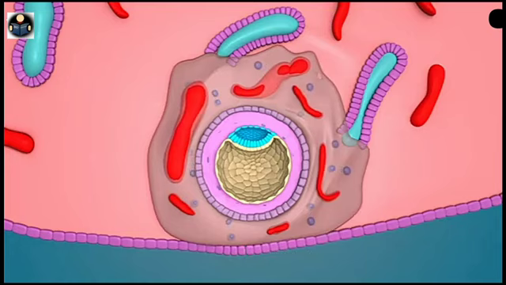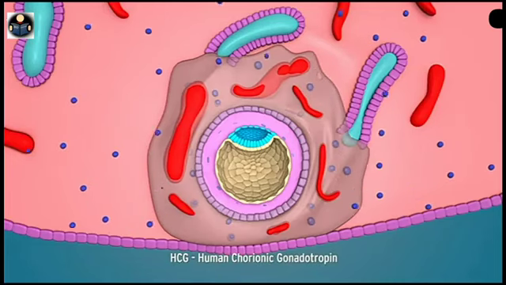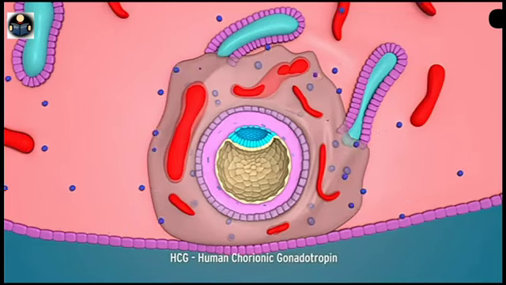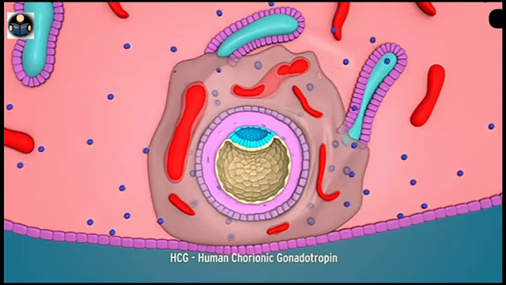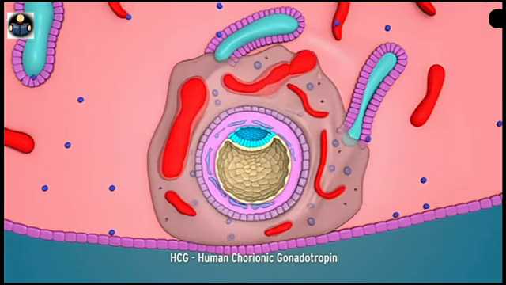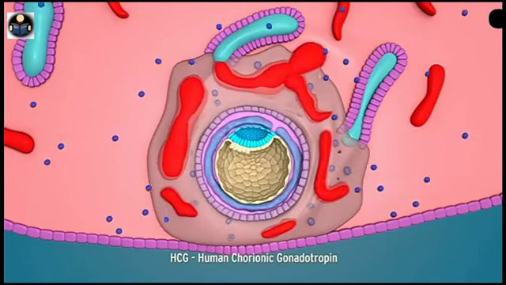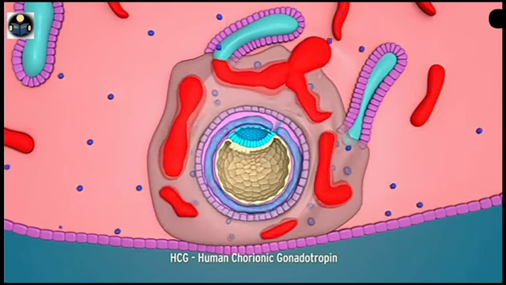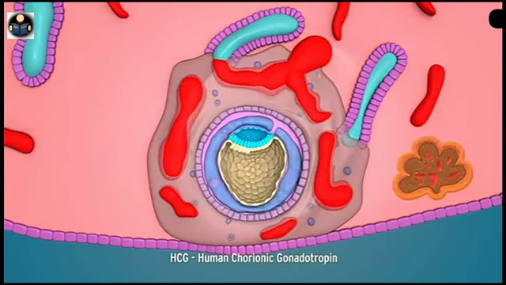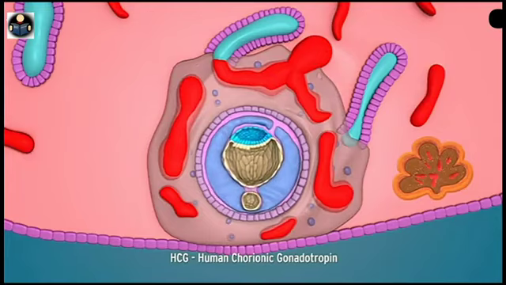The syncytiotrophoblast produces a glycoprotein hormone called as HCG or human chorionic gonadotropin, which enters the maternal blood. HCG maintains the hormonal regulation of progesterone by corpus luteum and maintains the pregnancy. Till now we have seen some of the changes happening in the trophoblast.